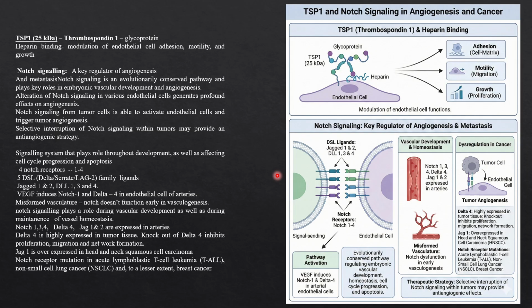Notch signaling, on the other hand, is a highly conserved pathway that regulates vascular development and endothelial cell behavior. The activation occurs through interactions between the Notch receptors and ligands like Delta and Jagged, influencing cell fate decisions. In cancer, the dysregulation of Notch signaling leads to abnormal vessel formation and tumor angiogenesis. Because of its central role, targeting Notch signaling is being explored as a therapeutic strategy to inhibit tumor vascularization and progression.